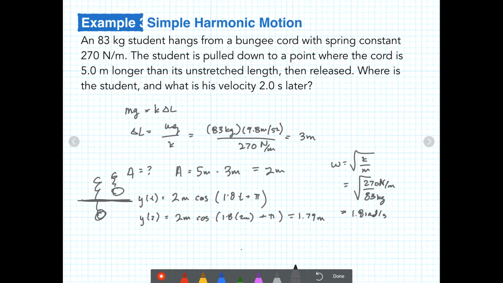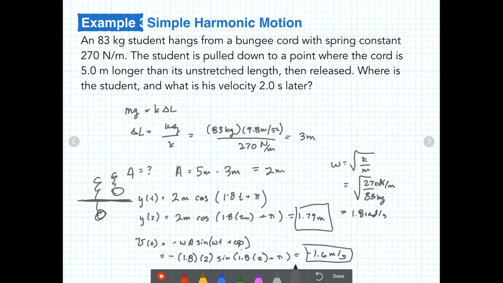If you want the velocity, you just take the derivative of this, so that becomes negative omega A sine of omega t plus phi. You plug in all these things and you get negative 1.8 times 2 sine of 1.8 times 2 plus pi, and that should give you negative 1.6 meters per second. So here are your two values.